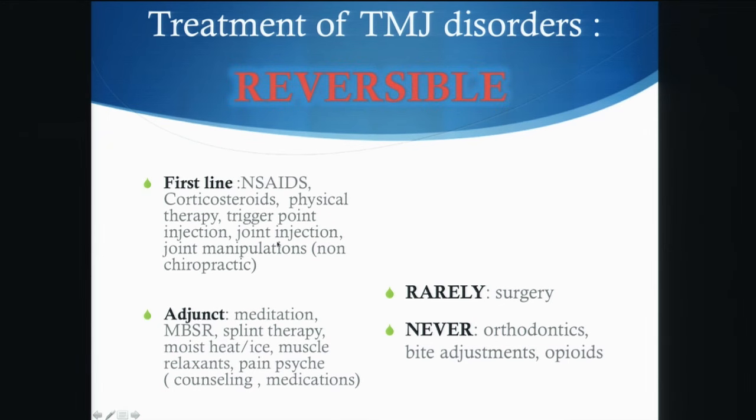So this is the way we used to treat TMJ disorders. We had the first line treatments: anti-inflammatories, corticosteroids, physical therapy for the muscles, trigger point injection if necessary, joint injections if necessary, and joint manipulation. I mean, not chiropractic manipulation, but if the joint was locked, we manipulated it open. And as an adjunct, we used moist heat, meditation, muscle relaxants, and pain psychology.